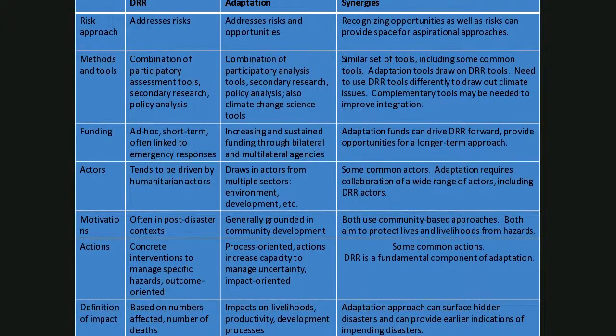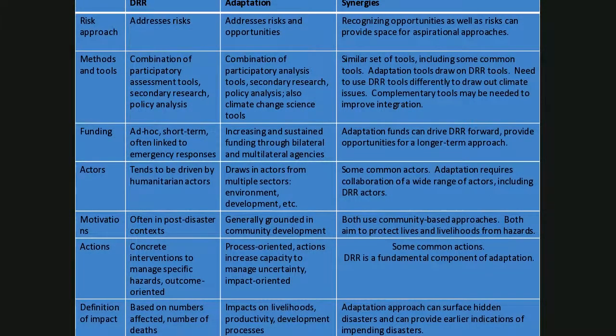For example, let's look at funding. In DRR, it's often short-term. It's humanitarian funding. It's usually linked to responses. And in DRR, we often get a lot of money in a response, in a disaster response, that is then programmed to look at reducing the risk.